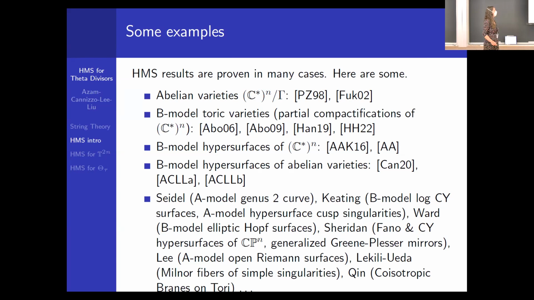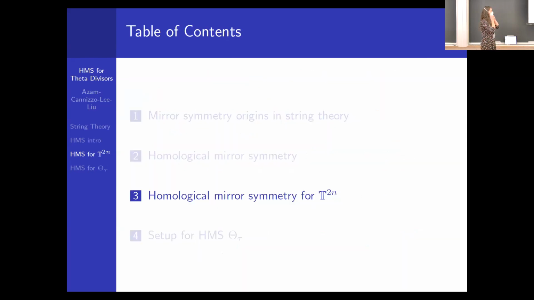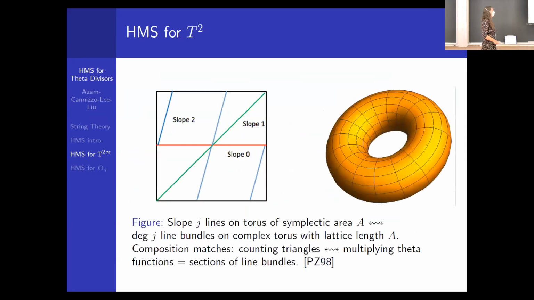So let's do an example just for the elliptic curve, and more generally for the 2n torus. So this is HMS for the 2 torus. So the idea is, on the left, we have a 2 torus. Objects are, oh my gosh, how much time do I have? Okay.